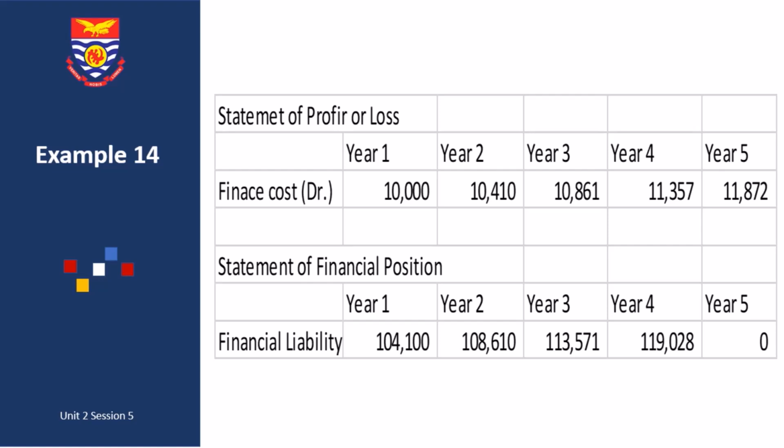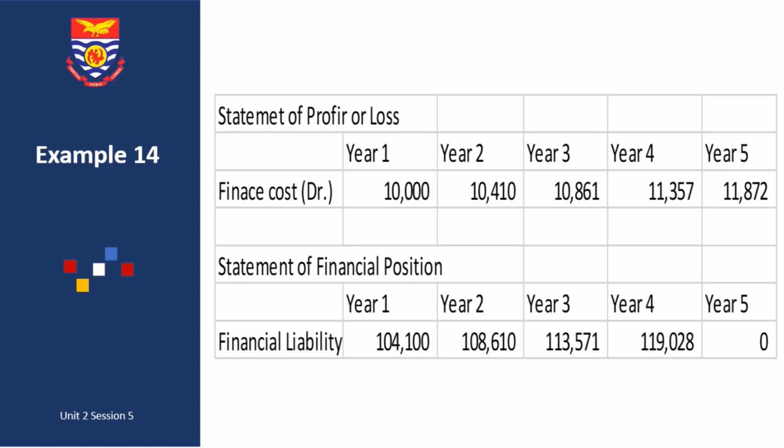So this is how we are going to present it. It's a finance cost, so it's a debit item. We are debiting the profit or loss account, which is an expense. So this is the finance or the effective interest rate column. When it comes to the statement of financial position, we are making use of the closing balance of the liability. So at the end of year one, what is the closing balance of the financial liability? We go back to the amortization schedule and pick that figure.